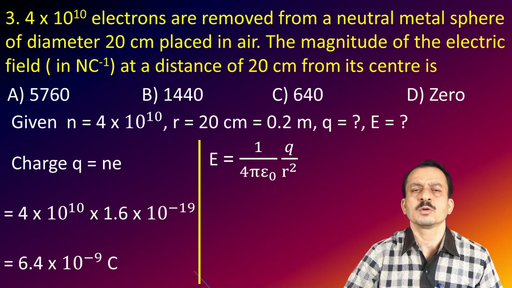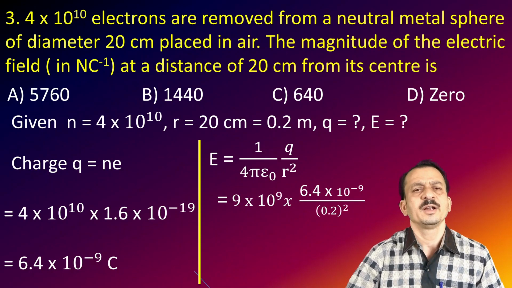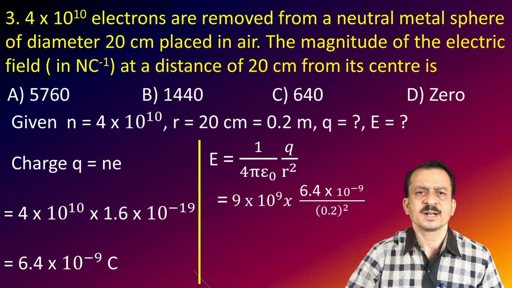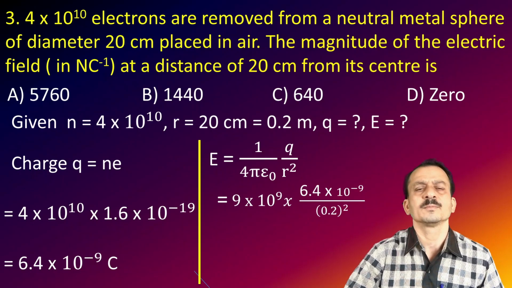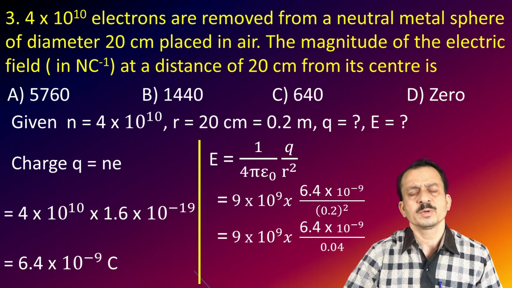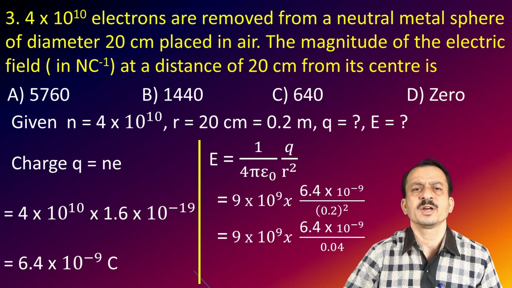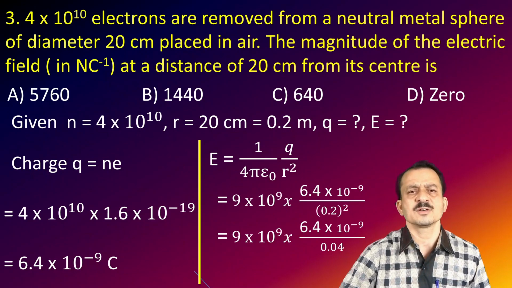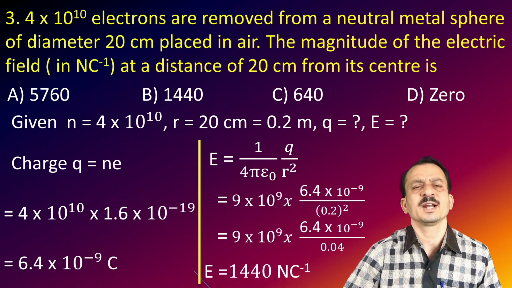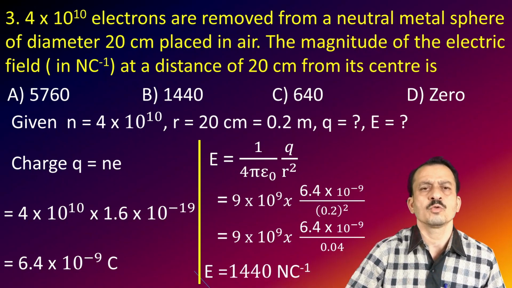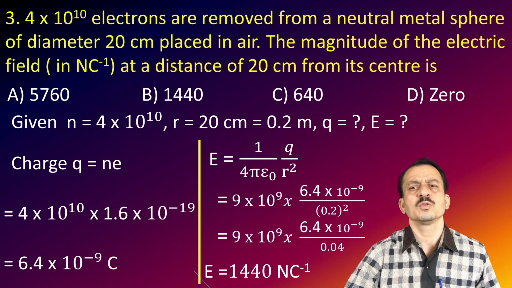Now we know the value of 1 divided by 4 pi epsilon naught. It is 9 into 10 to the power of 9, into charge, which we have just calculated as 6.4 into 10 to the power of minus 9 coulomb, divided by distance 20 centimeter. If I write it in meter, it is 0.2 whole square. So 0.2 squared becomes 0.04. If I convert 0.04 as 4 into 10 to the power of minus 2, and after simplification I will get the electric field as 1440 Newton per coulomb.